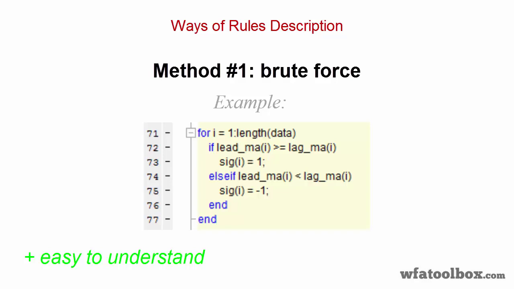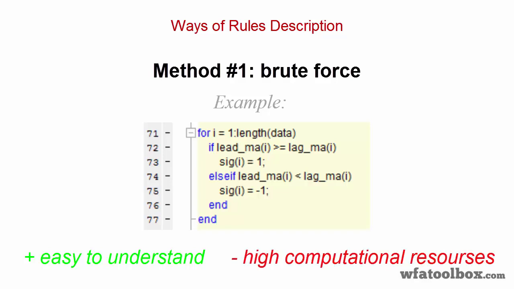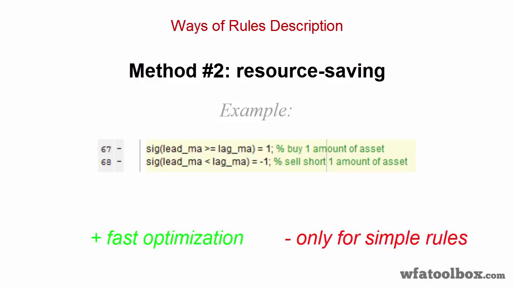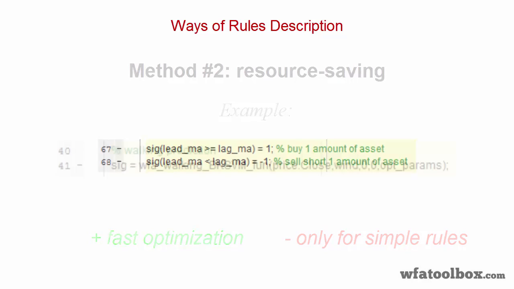This method has one disadvantage: brute force requires a higher amount of computational resources than method 2, which can result in slow trading system optimization and can be critical if you use too many variables or their values. Method 2: resource saving. This method is more recommended if you use simple rules for the trading system, and if high speed of optimization is vitally important. In such a case, you describe rules directly in parentheses of the sig value.